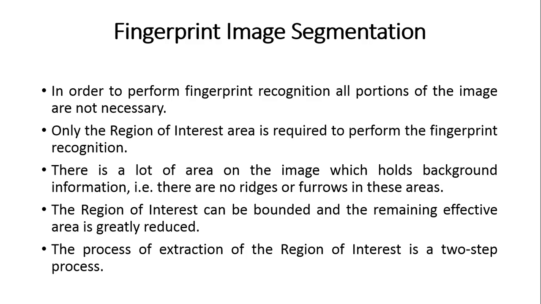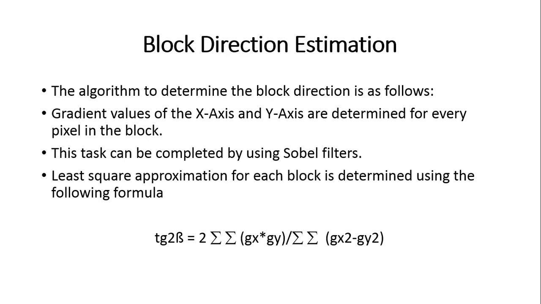Next step is the image segmentation. In this process, the region of interest is extracted from the image. The region of interest can be bounded and the remaining effective area is greatly reduced. The process is of two steps. In the first step, the block direction estimation. The algorithm to determine the block direction is as follows.